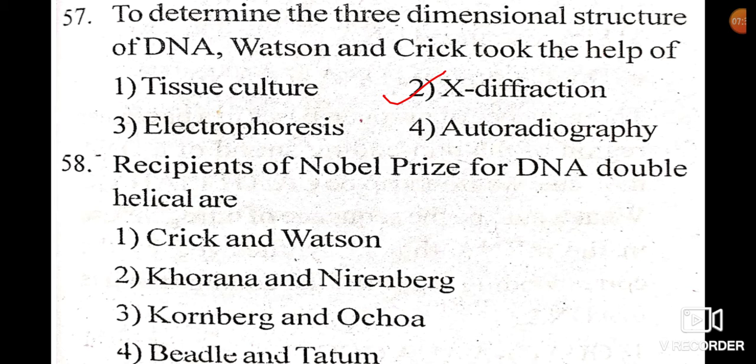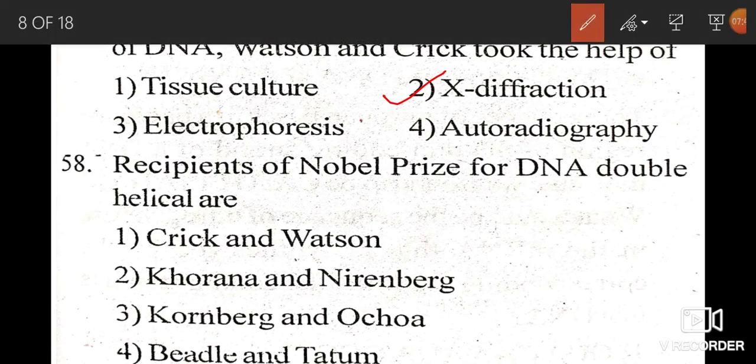Question number 58. Recipients of Nobel Prize for DNA double helical structure. That is option number 1. Watson and Crick in the year 1962. They won Nobel Prize in 1962.